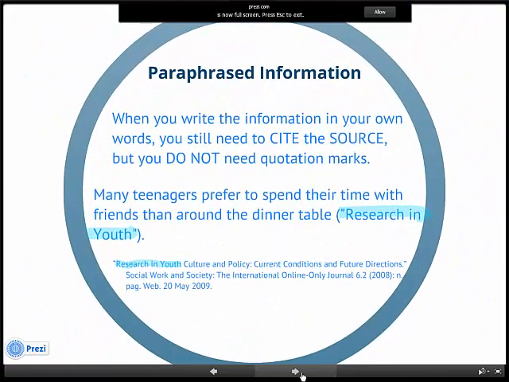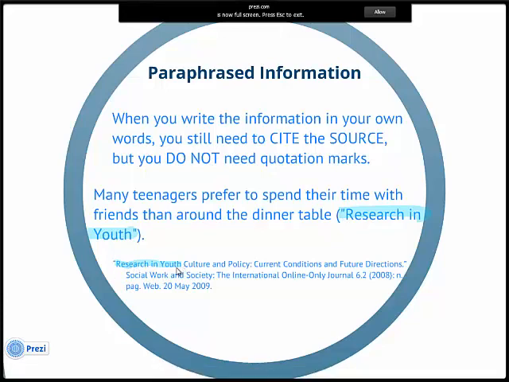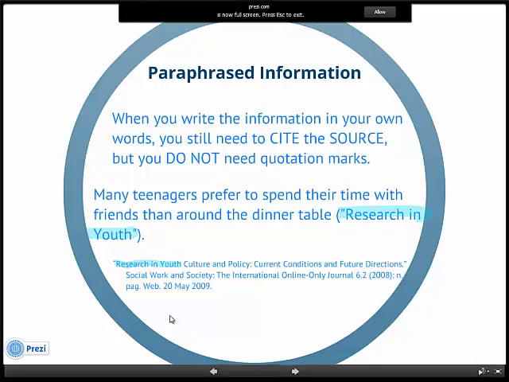If your information then is paraphrased, you still need to cite the source, but you do not need to use quotation marks. And once again, as you can see, there's no author, so I just included the first few words from the article's title, and they should be the first few words that appear in your source citation in your works cited page.